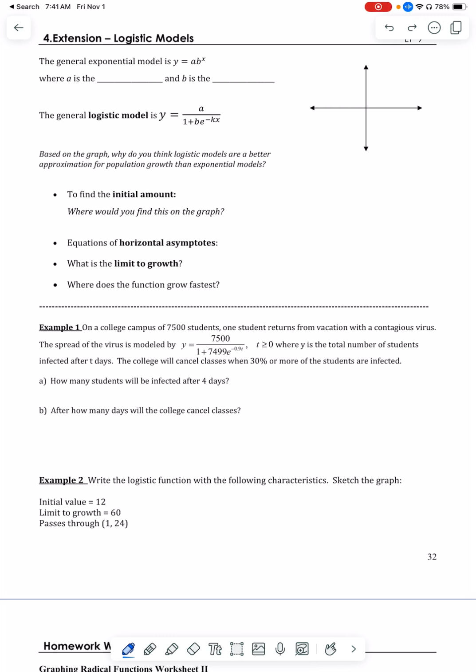All right. Hi again. In this video, we'll be going over logistic models, and that starts on page 32 in your packet. So this is pretty quick and straightforward.